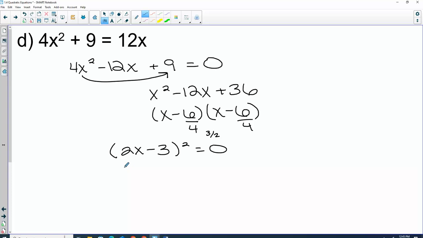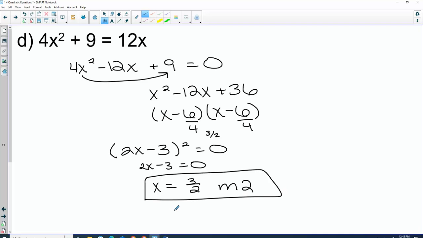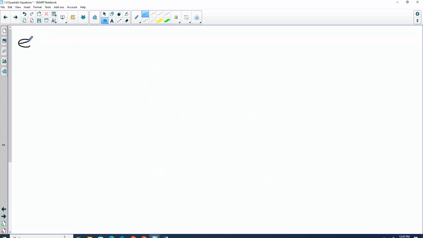Set that equal to 0, and we get x equals 3/2, and since it showed up twice, I can write m2 for multiplicity of 2. Pretty good? Right, I'm going to put a couple more up here for you guys to try on your own. And then if we're doing okay with that, I'll move on.